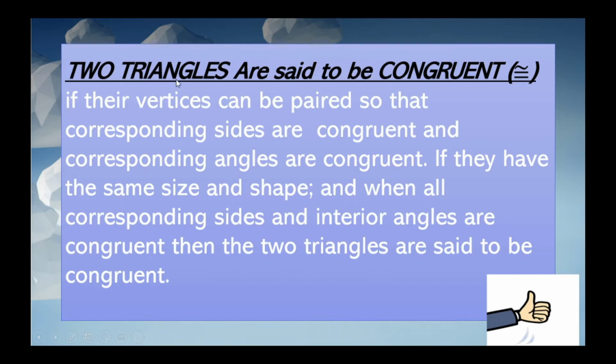So, yung dalawang triangle daw ay congruent, katulad nung ginupit nyo sa learning task number 1, kapag yung mga vertices, ito yung mga endpoints, ay pwedeng pagtapatin, at yung mga magkakatapat na sides at magkakatapat na interior angles ay congruent.